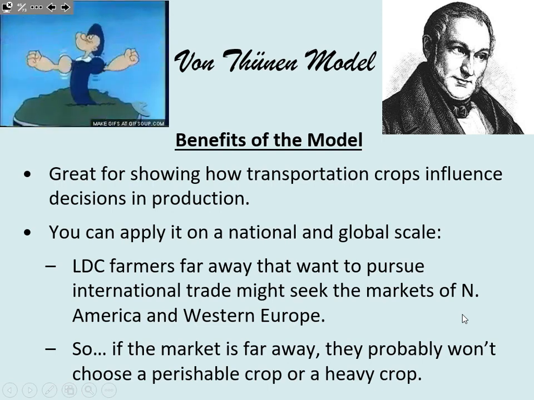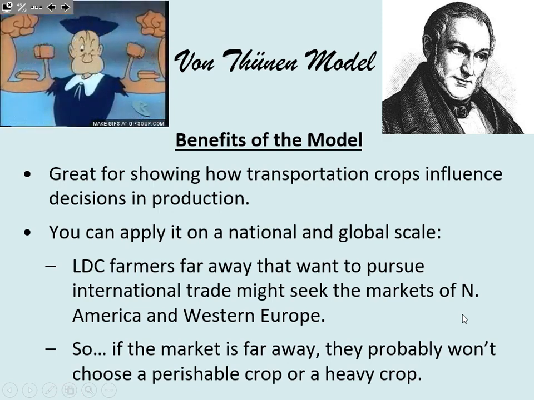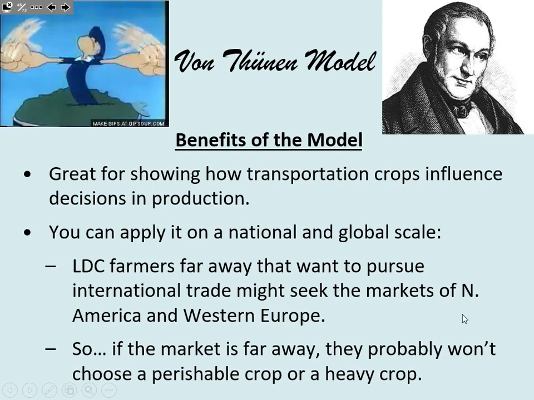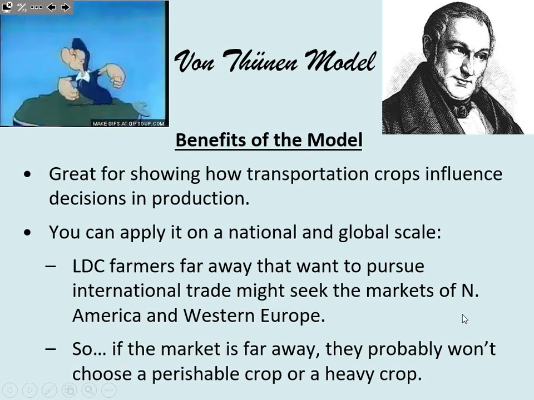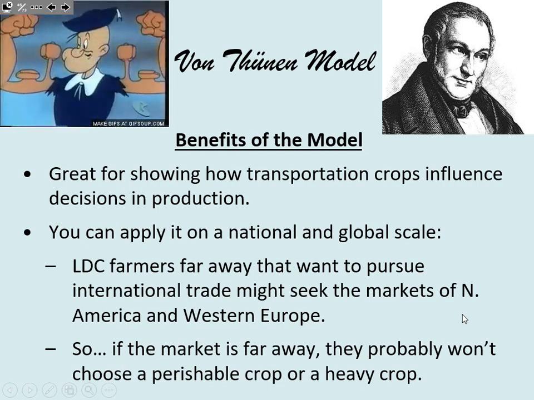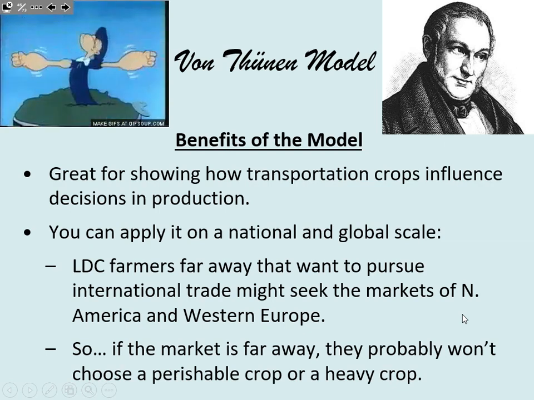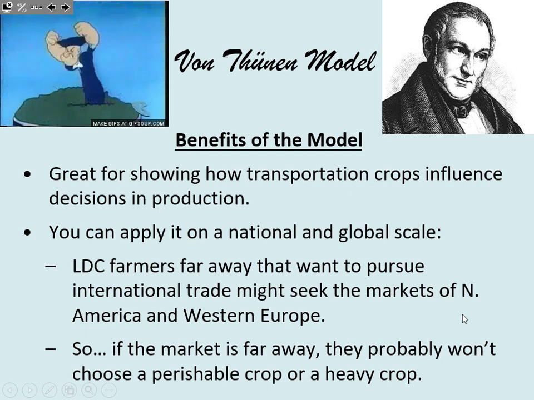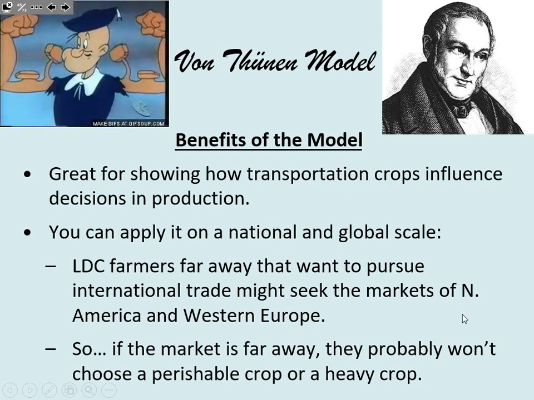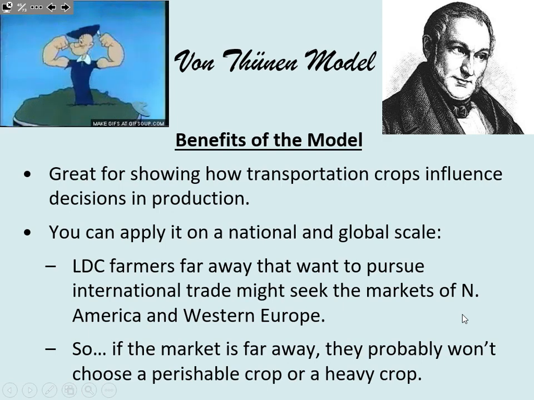Let's say I'm a subsistence farmer, for example, and we're pretty good right now at subsisting on the land, but we have some excess supply, and we want to devote a portion of our crop yield to a cash crop we want to sell in international trade. Well, if I'm looking to sell to a market of, say, North America or Western Europe, I'm less likely to grow something highly perishable, because that needs to be close to the market, as Von Thunen showed us.